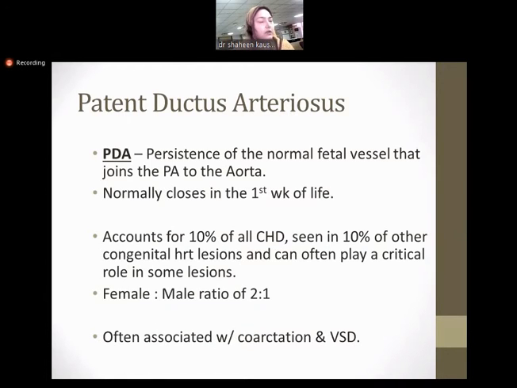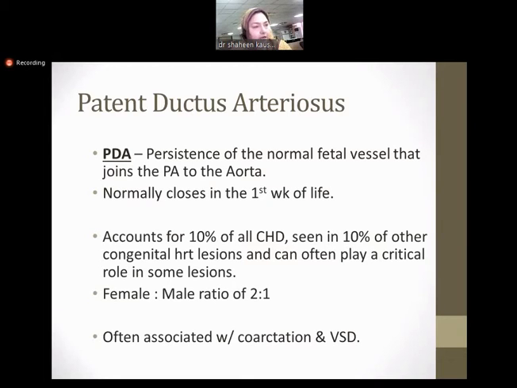Then comes the last type of acyanotic left to right shunt, patent ductus arteriosus. It is the persistence of normal fetal vessels that join the pulmonary artery to the aorta. It's again your embryology knowledge. There is a communication between the pulmonary artery and the aorta during fetal life. Normally this communication closes in the first week of life.